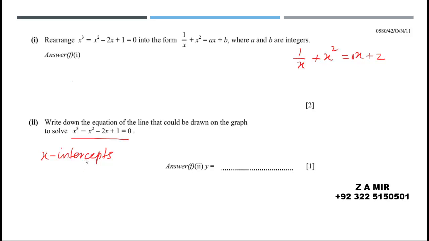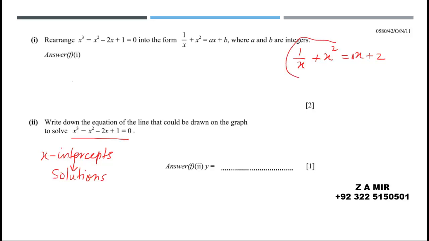But there is another way, a shortcut, which takes less time. It is time consuming to draw. First we have to draw the table, and then draw this curve, and then see from the graph what the x-intercepts are, and those x-intercepts will be the solution of this equation. It is time consuming. So what we will do here, we have already rearranged this equation into this shape. So we will draw this graph.